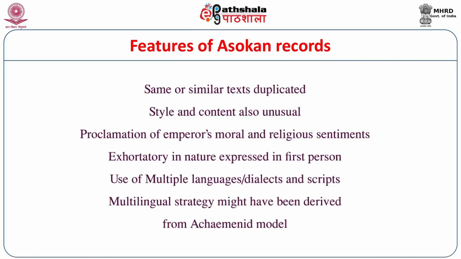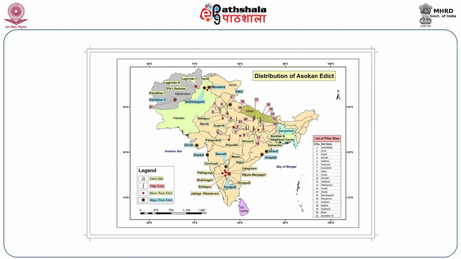Use of multiple languages and dialects and even multiple scripts is a unique feature of these records. The multilingual strategy might have been derived from the Achaemenid model. If you want to know more about the Ashokan inscriptions, you can move on to the course on Ashokan inscriptions and overview. Here is a map which shows the distribution of the Ashokan records.